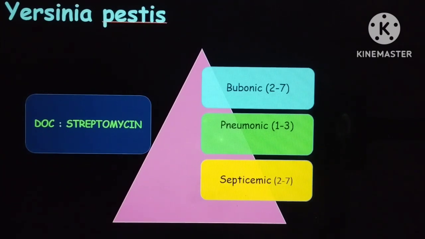Coming to the plague, it usually causes three types: bubonic, pneumonic, and septicemic. For bubonic and septicemic the incubation period is 7 days, whereas for pneumonic it is 1 to 3 days. The drug of choice is streptomycin, and the infectious form is pneumonic plague.